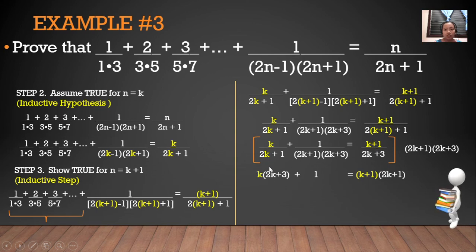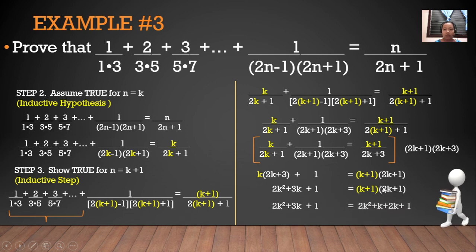Next is to distribute this k to the binomial. So we have k times 2k is 2k squared. K times 3 is 3k, and then add 1. We are going to use the FOIL method here in this part. So same, k times 2k is 2k squared. K times 1 is k. 1 times 2k is 2k, and then 1 times 1 is 1. We'll just copy the left side of the equation. So we are going to add the like terms. So we have 3k.